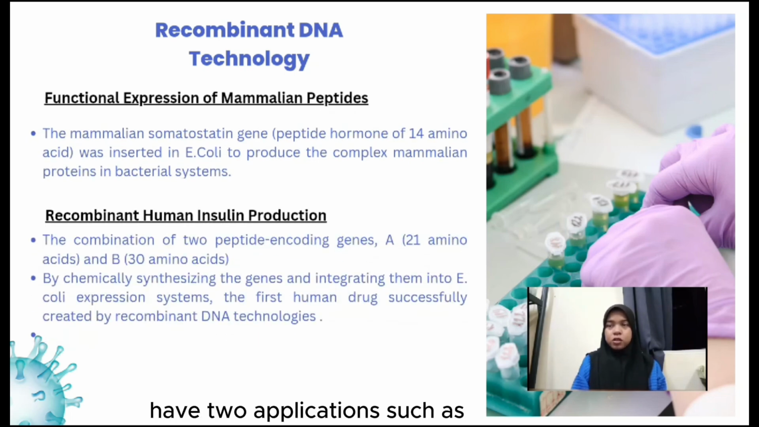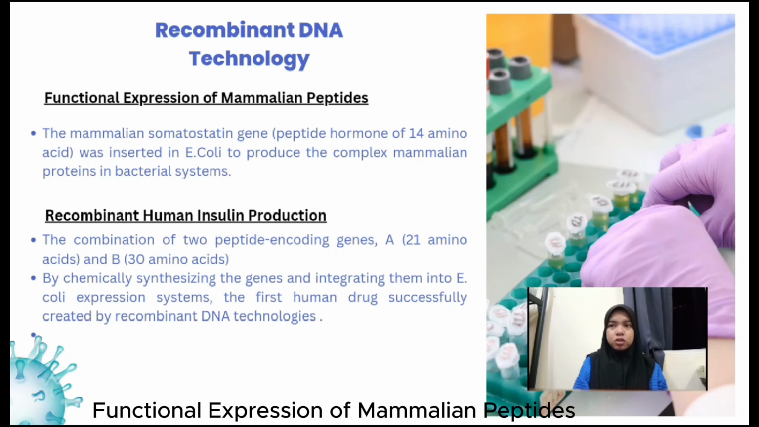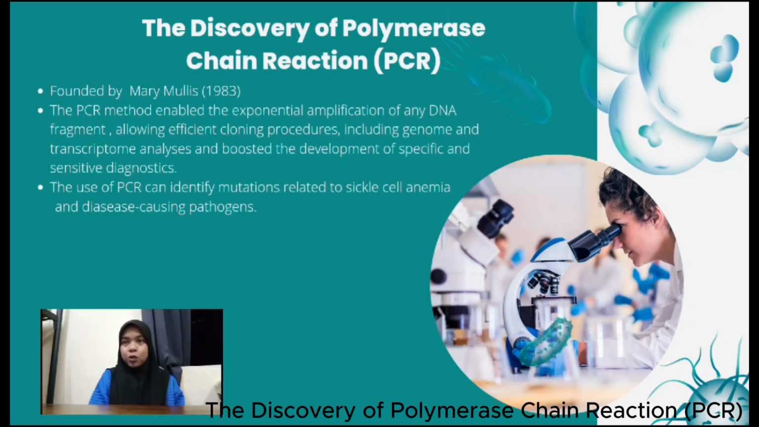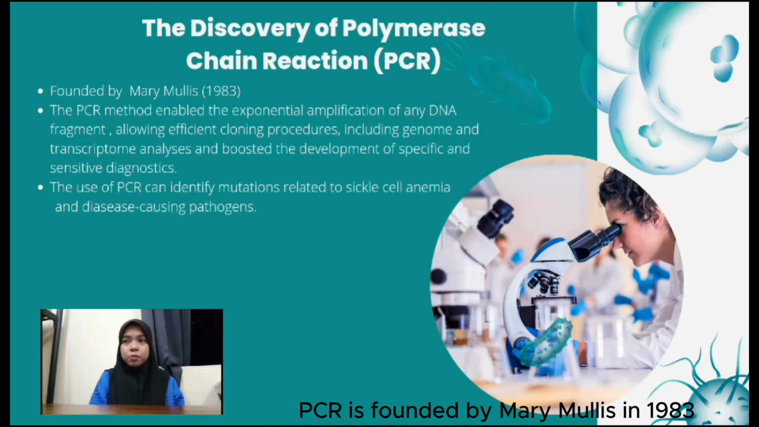There are two applications of recombinant DNA technology, such as functional expression of mammalian peptides and recombinant human insulin production. The discovery of polymerase chain reaction, PCR. PCR was invented by Kary Mullis in 1983. The PCR method enabled the exponential amplification of any DNA fragment.